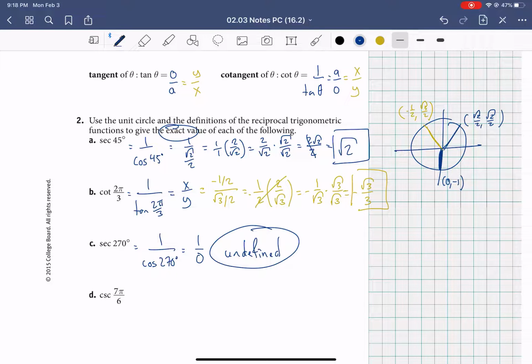And we talked about what happens when we divide by 0. When we talked about rational functions, there's a special graphical thing that happens there. And that's what we're going to talk about on Wednesday.